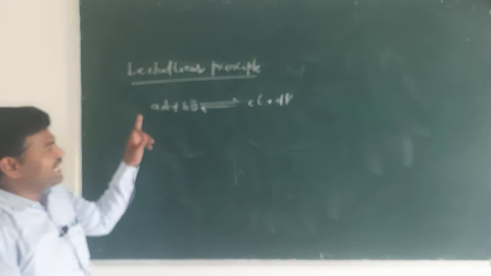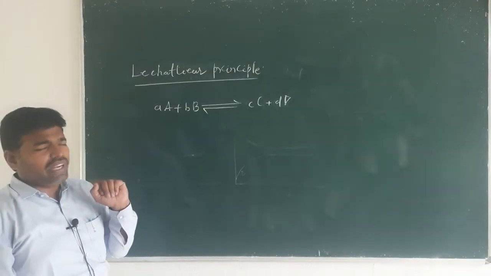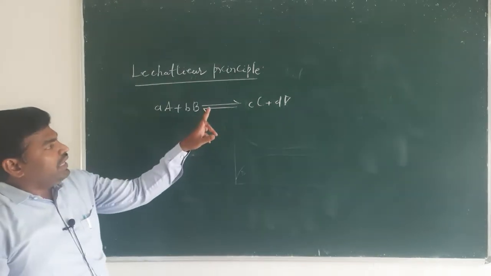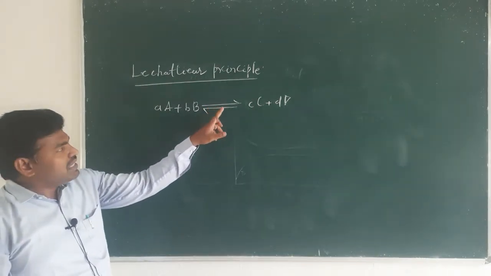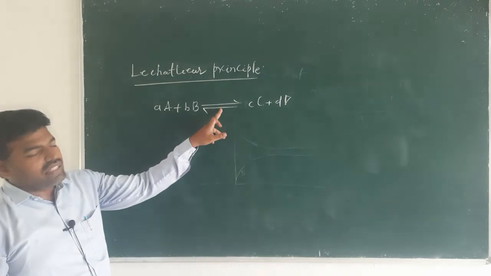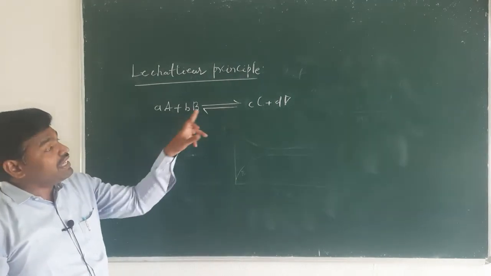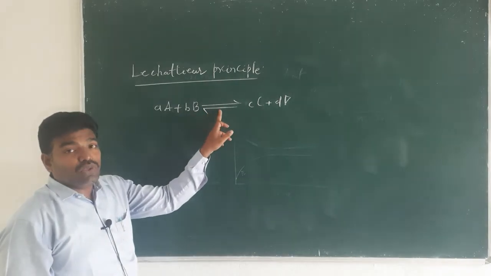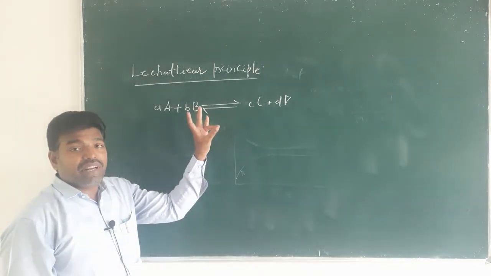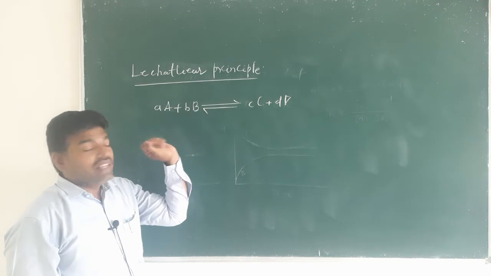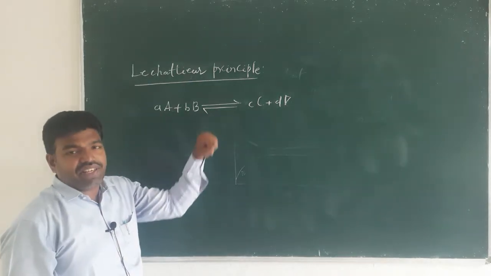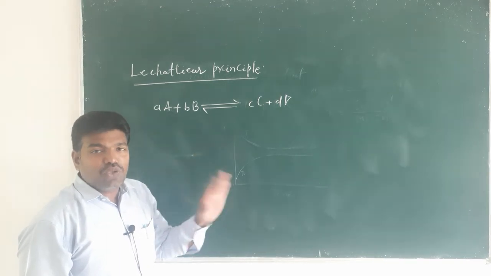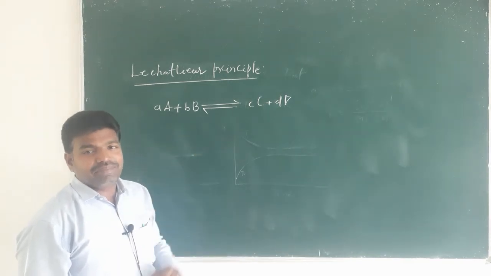Okay, this is the general reversible reaction. So what does Le Chatelier's principle state? If a chemical reaction at equilibrium, a reversible reaction where equilibrium is established, is subjected to a change in temperature, pressure or concentration, then the equilibrium shifts in the direction in which the change is reduced or nullified, right.